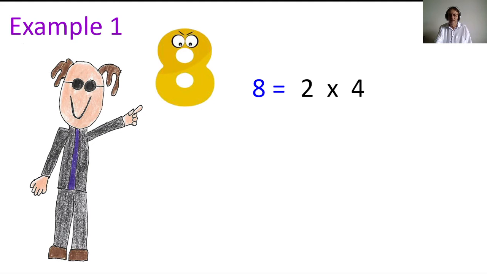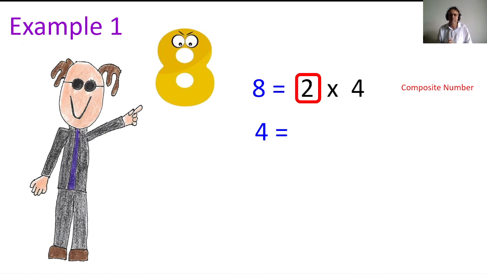Now 2 is a prime number. Is 4 a prime number? No. 4 is a composite number. So what do we do now, teacher? Well, we now have 4 as the answer, and we need to find the prime factors of 4. We need to factor 4.